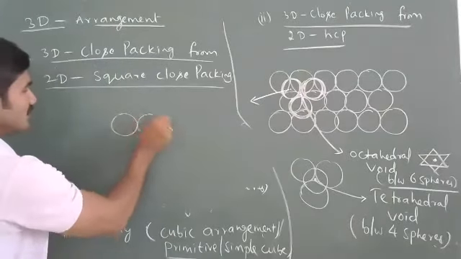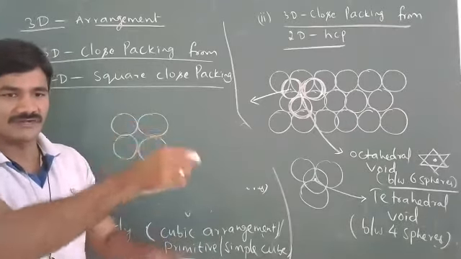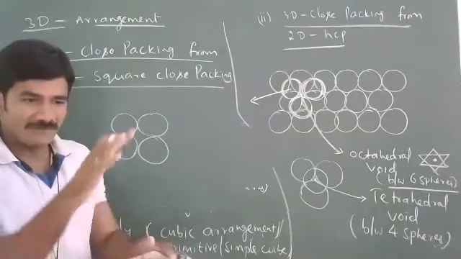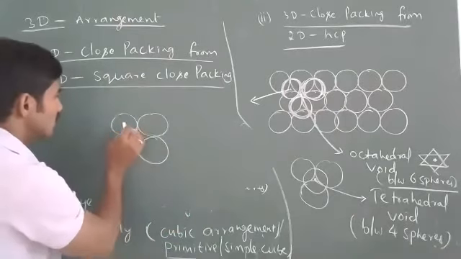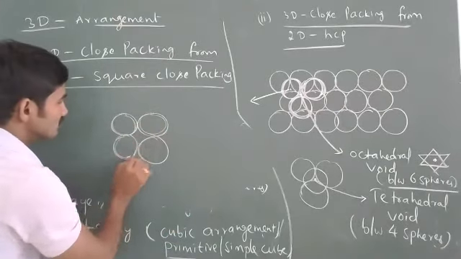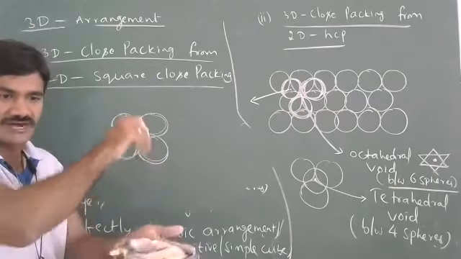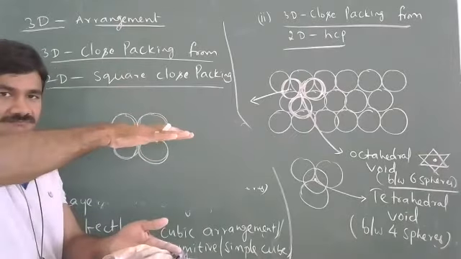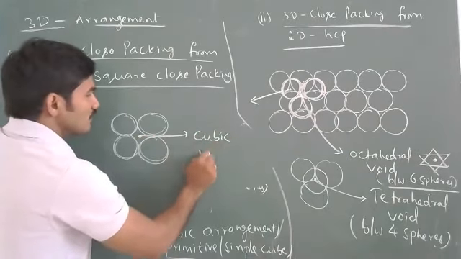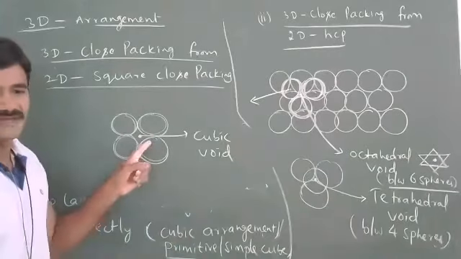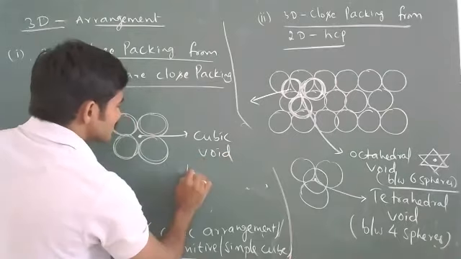Cuboid means 1, 2, 3, 4. It is one layer. Just imagine that there are 4 balls. Above the 4 balls, I'm placing the same 4 balls of the same type. First layer 4, second layer 4. So now this gap between the cuboid, can you tell me between how many spheres? 8 spheres only, no? This is between 8 spheres.